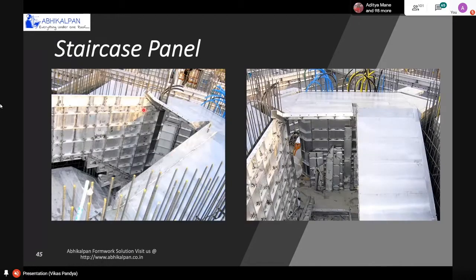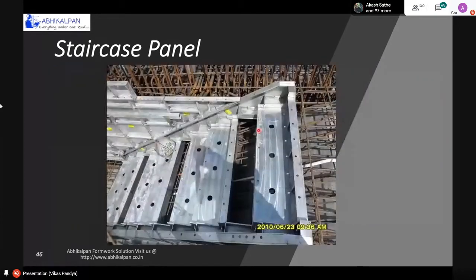Then the staircase panel. This will be called a gun panel. These are the tapered panels or special staircase panels. And these are the panels for top and riser and tread panel, or we can say cover panel.